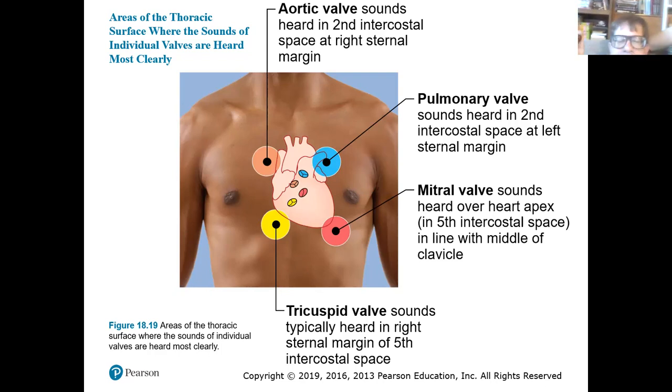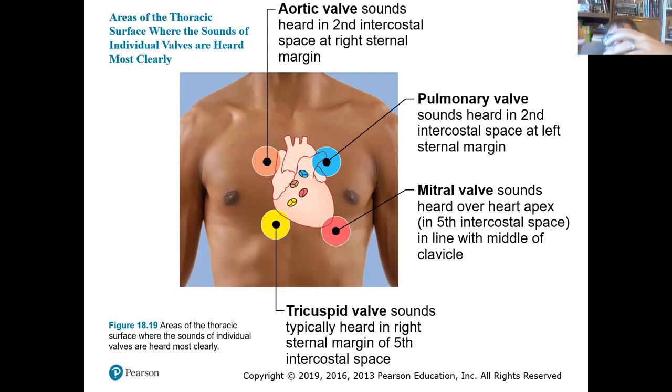Obviously, for aortic sounds, you want to be near the aorta. So pulmonary, near the pulmonary trunk. Now that's going to be weird. You're going to say, but I thought the aorta was coming out of the left side and you're having me put the stethoscope on the right.